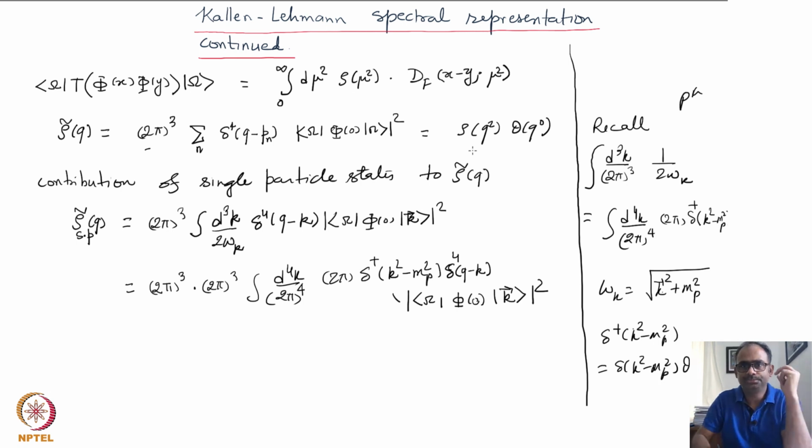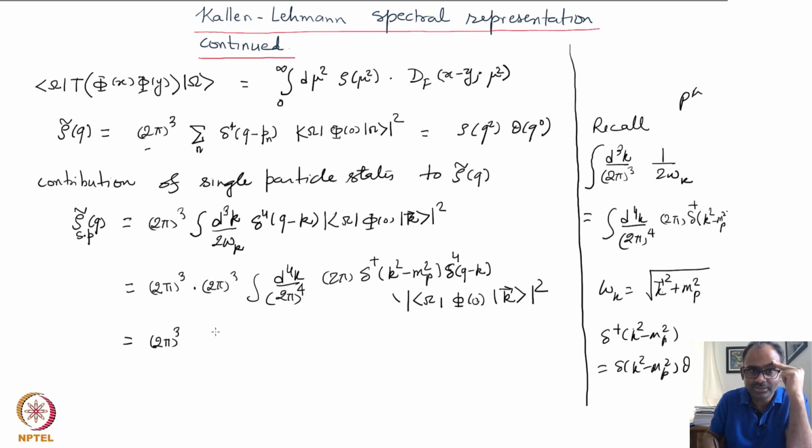Okay, so now I will do the integral over k, and this 2 pi cancels this 2 pi 4, which leaves a 2 pi cube, and that 2 pi cube I can cancel with this 2 pi cube. So I have a 2 pi cube here, this one left. And then when I integrate over k, the k gets forced to become q.